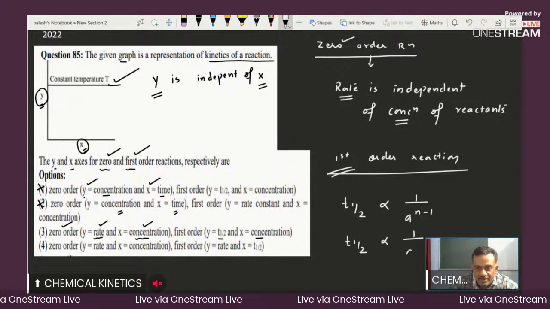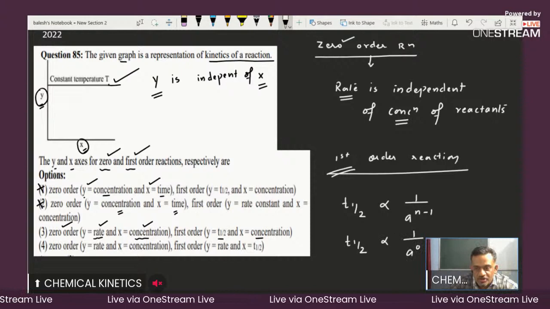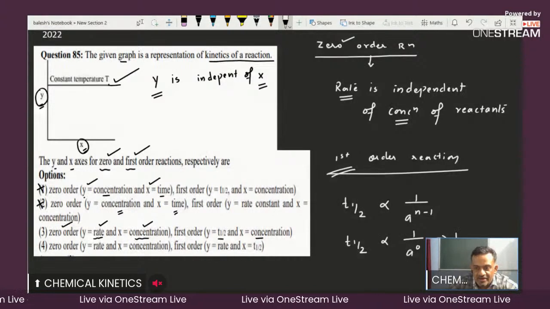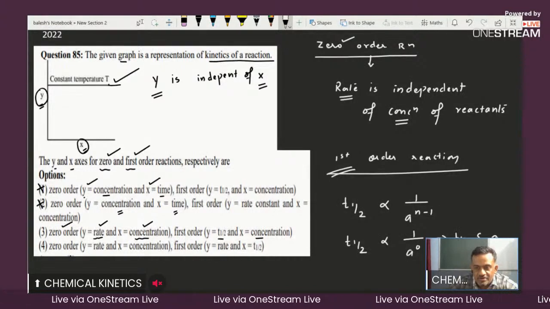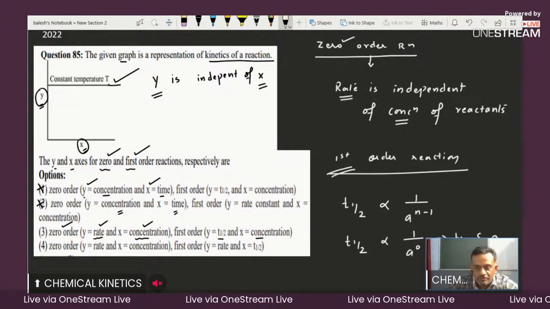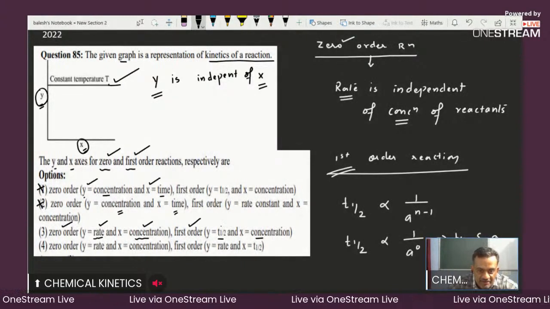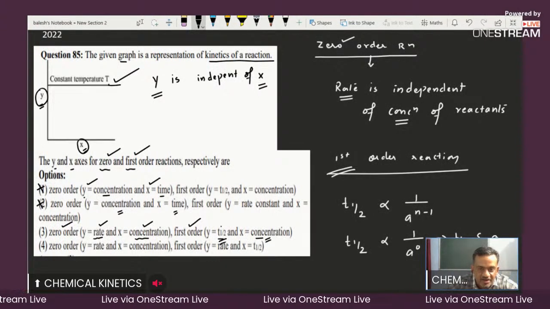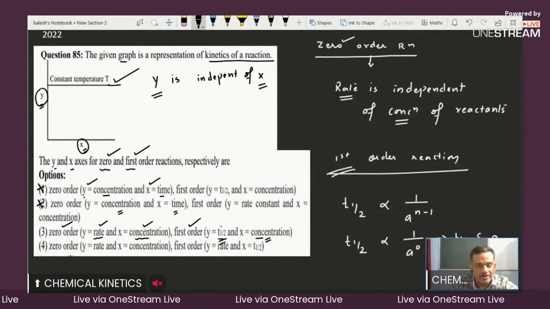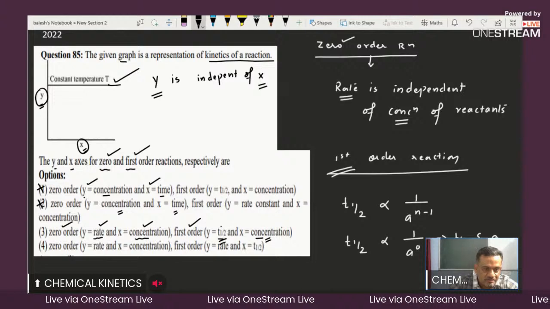So what will I get? A raised to 1 minus 1 is 0. This clearly indicates that half life and concentration are independent of each other. So for first order, half life as well as concentration are independent. So therefore we wanted independent quantities. So option 3 will be right.